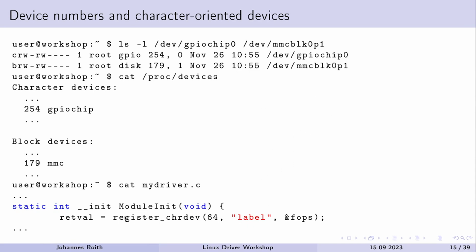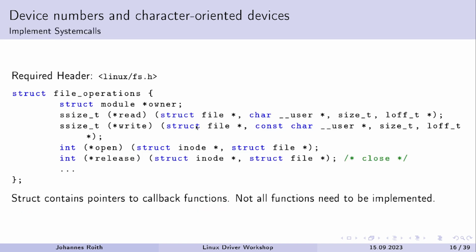And the important thing is, in the init function of our driver, we have to register the device number and create a character device with it. And this we can do with the register character device function, which I will explain in more detail in a second. Okay, so what's the procedure if we want to use a device file within our driver?